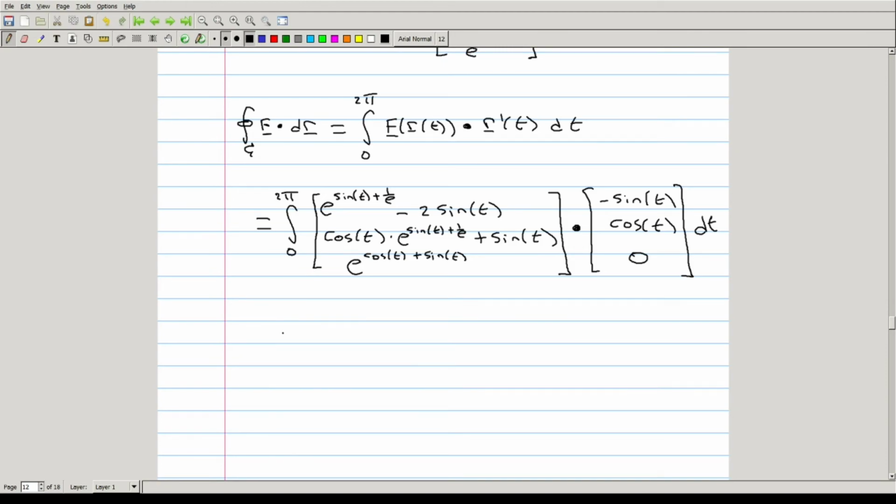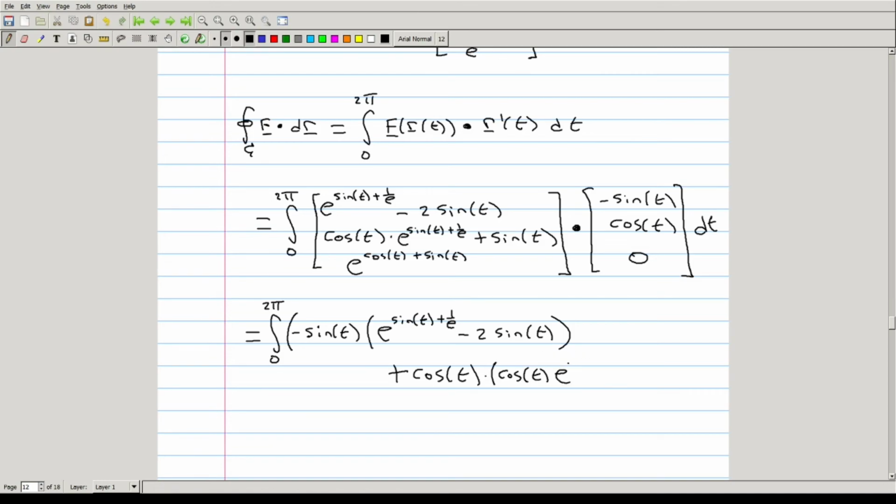And taking this dot product then gives us that the integral that we have to evaluate for the circulation is the integral from 0 to 2 pi of negative sine of t times e to the sine of t plus 1 over e minus 2 sine of t, plus cosine of t times cosine of t times e to the sine of t plus 1 over e plus sine of t, dt.